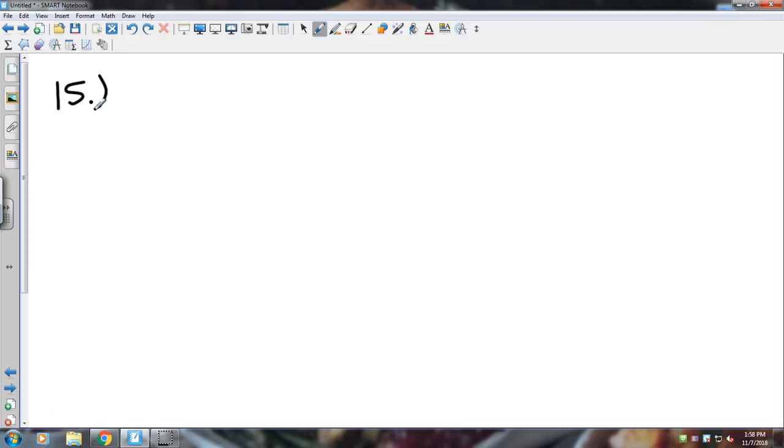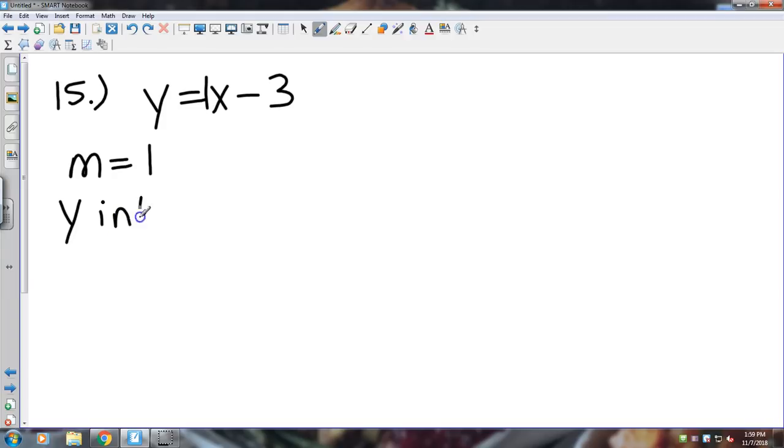All right, number 15. Number 15 is in slope-intercept form, so I can find the slope and the y-intercept quickly. What's the number out in front of the x? 1. So what's my slope? 1. What's my y-intercept? No, it's negative 3. Remember, if this is slope-intercept form, the number that's by itself is the y-intercept.